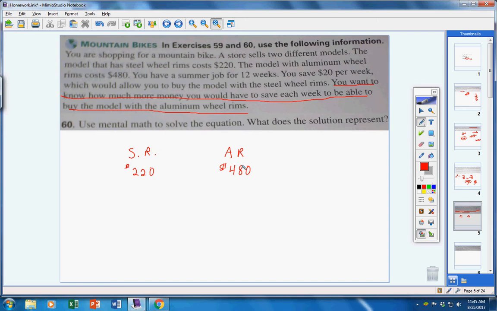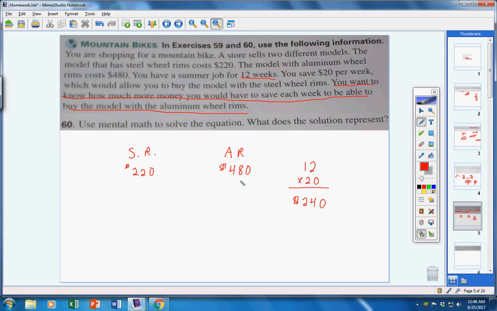Okay, so here we go. You're saving $20 per week. Your summer job lasts for 12 weeks. Let's first of all start there. We know for sure you're going to save 12 weeks times $20, which gives you $240. Okay, you want to know how much more money you have to save each week to get the better bike.